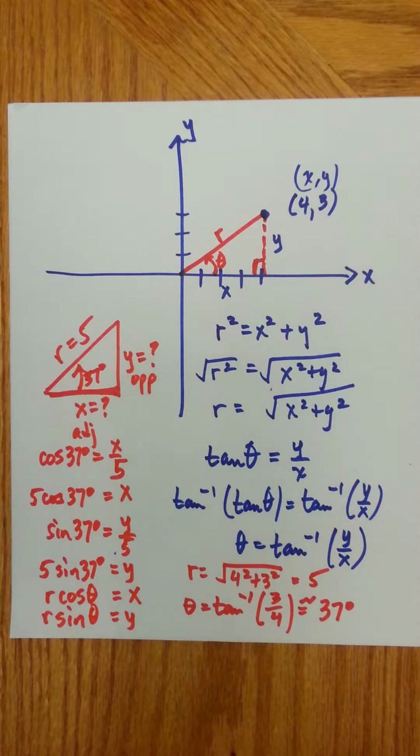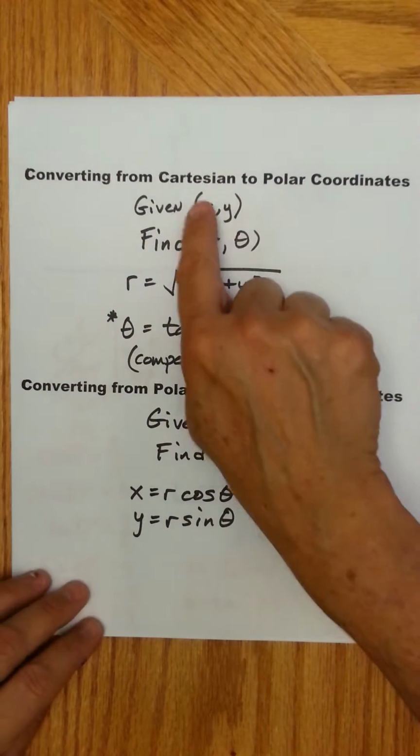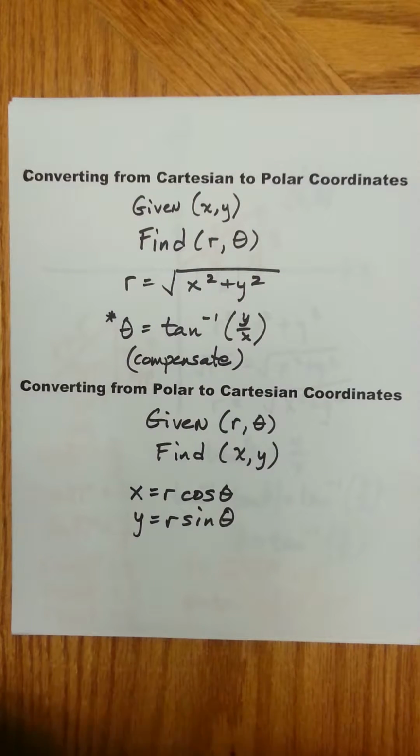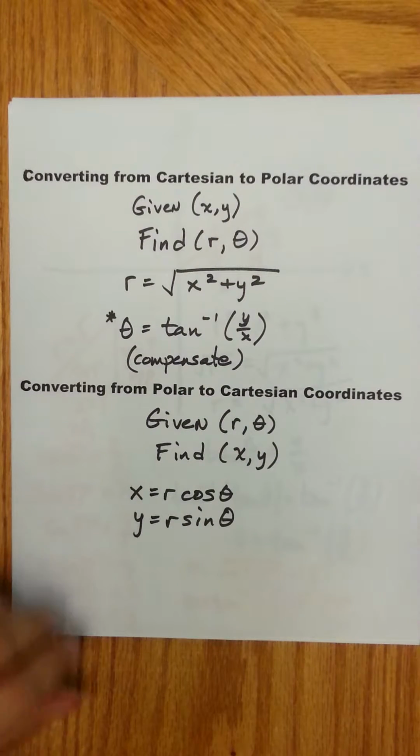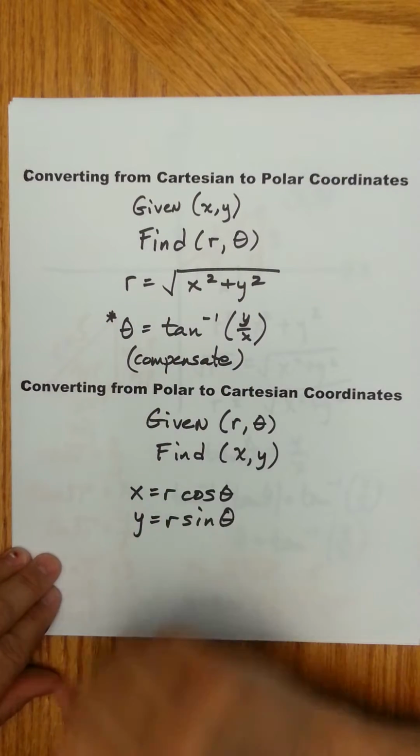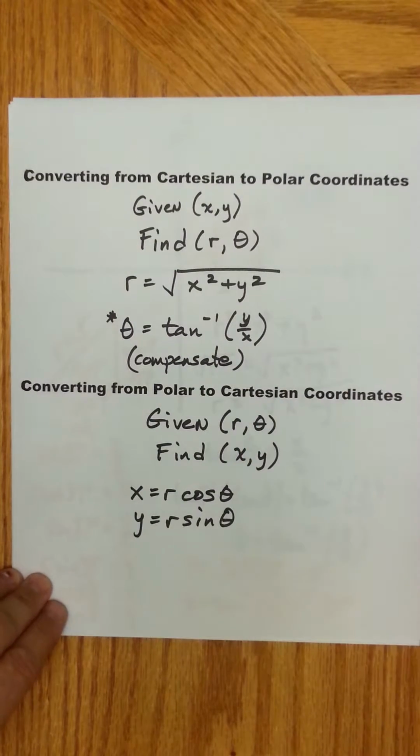You're really just looking at a triangle and put everything together. What you'll get is, when you're converting from Cartesian to polar, you're given x, y, so you need to find the radius and theta. So r is the square root of x squared plus y squared. Theta is the inverse tangent of y over x, and we'll see how to compensate.